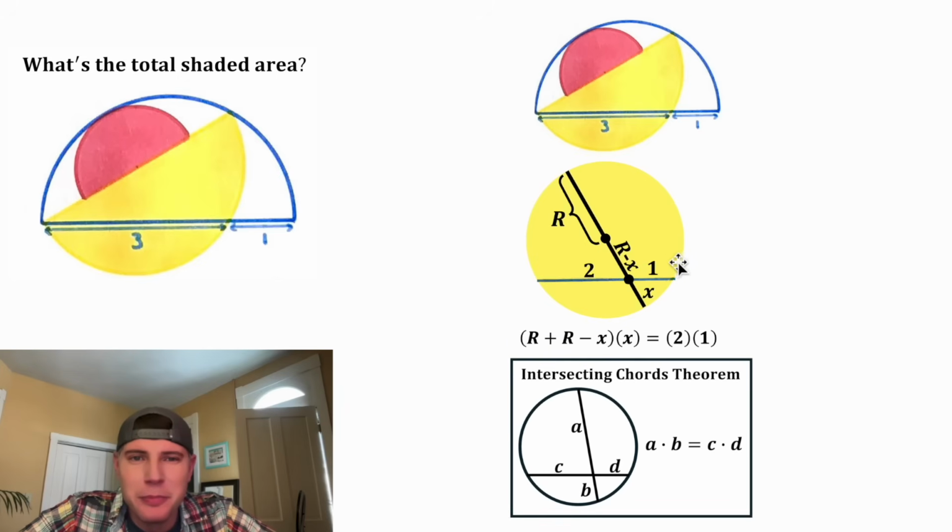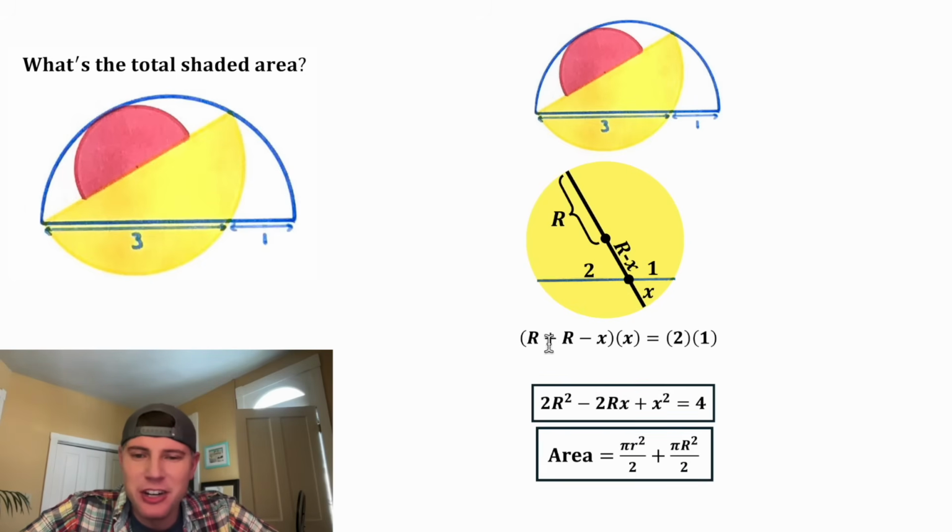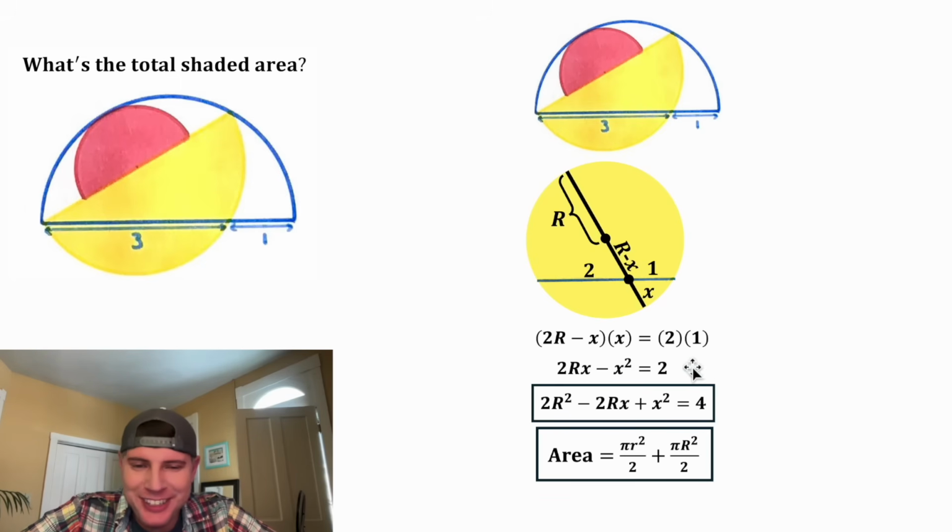So now we can do it for up here. It's going to be big R plus big R minus x times x is equal to 2 times 1. And then we can clean this up. Big R plus big R is equal to 2 big R, and then we can distribute this x to each of these terms. This times this is 2 big R x, and then we're going to subtract x times x, which is equal to x squared. And on the right hand side, 2 times 1 is equal to 2.